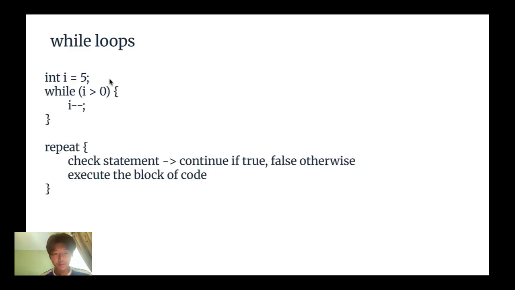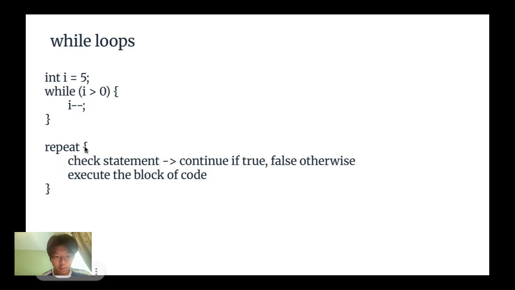And then we have while loops. In a while loop, if you want it to run for a specific amount of times, then you have to define the index variable like in the for loop. We can define it here, and then within the while loop, you define your conditional statement, and then here within the bracket, you define the code that you want it to run.